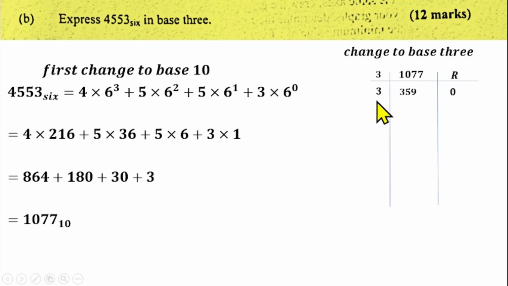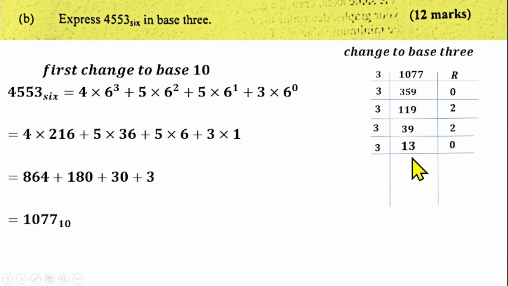Then 3 also will go, then you draw a line. 3 in 359, that will give us 119, remainder 2. Then 3 also will go again in 119, that will give us 39, remainder 2 also. Then 3 will go again, 3 in 39, that will give us 13, remainder 0. Then 3 will go again in 13, that will be 4, remainder 1. Then 3 will go again in 4, that will be 1, remainder 1 as well. Then 3 in 1 is 0, remainder 1.